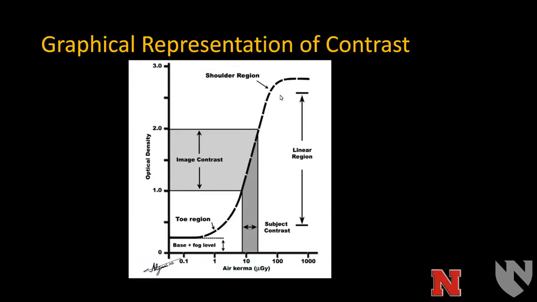With screen film, you can graphically represent contrast, which we kind of looked at last time. Depending on the amount of X-ray exposure you apply to the film, you'll get different shades of bright, light or dark on the film, and the difference between the brightest and the darkest would be the amount of contrast.